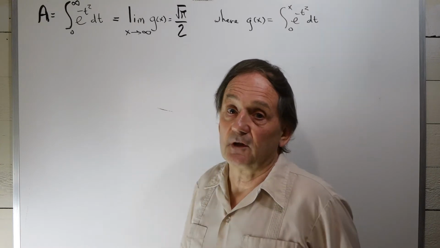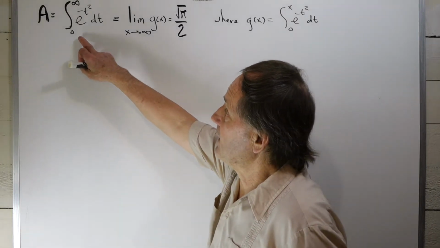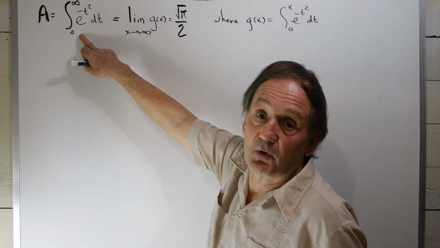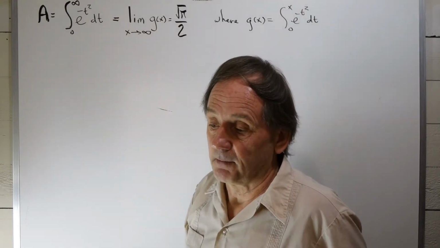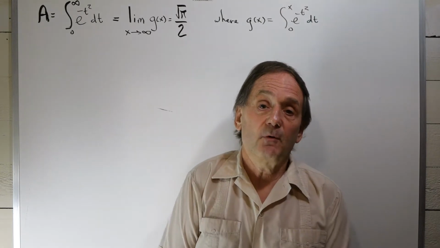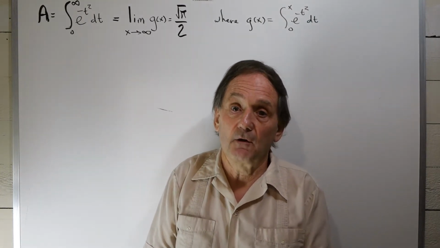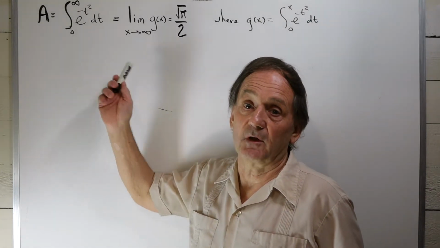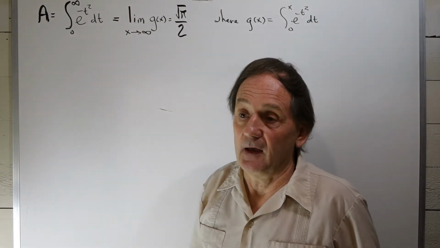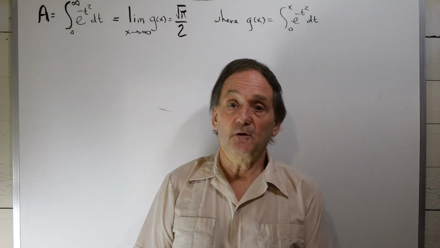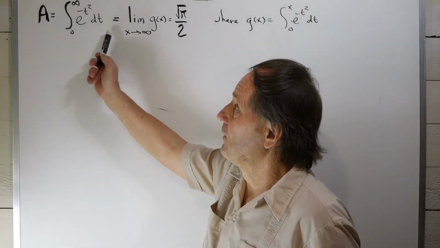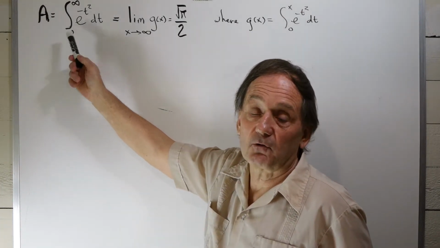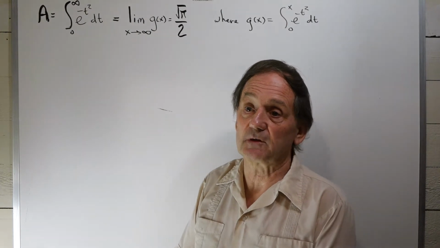In a previous video, I discussed how we might find the value of this improper integral on e to the minus t squared. And after I posted that video, somebody asked, why don't I try using Laplace transforms? And that's what this particular video will discuss, is Laplace transform and how we might be able to solve an integral of this type using Laplace transforms.